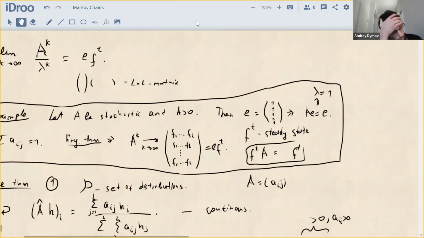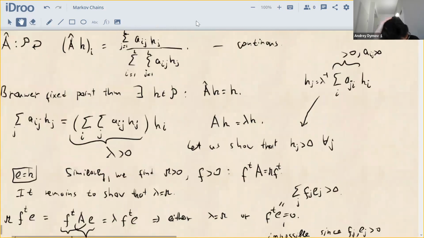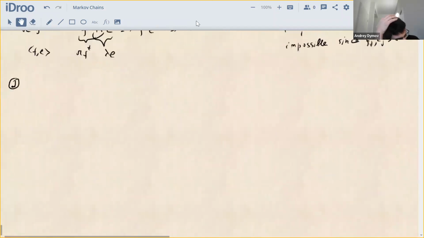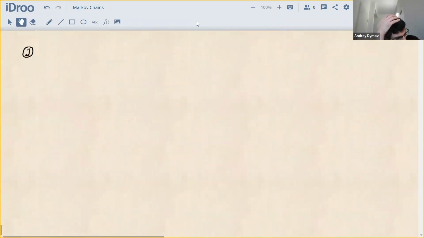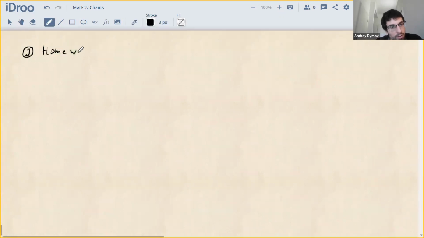So how will we argue in this case? In this case, okay, yes. In my notes, it is written that this is a homework. So this is a homework. Perfect. Homework.